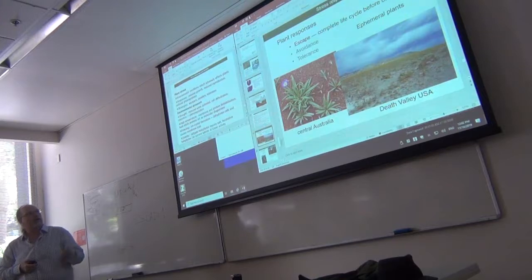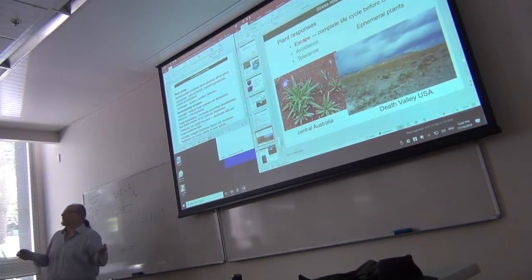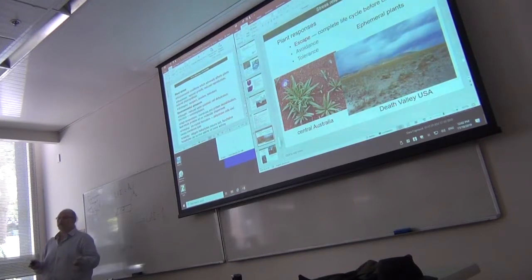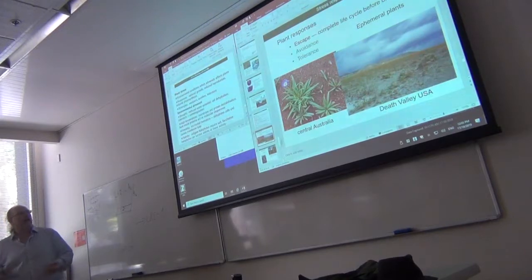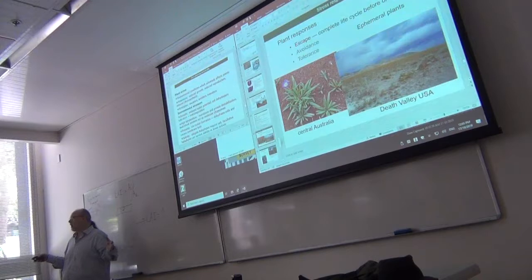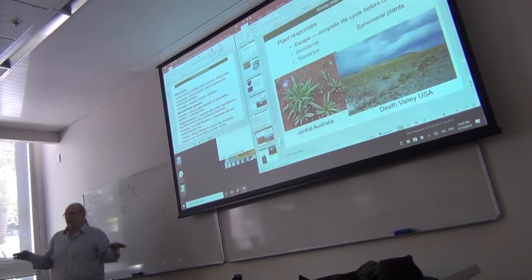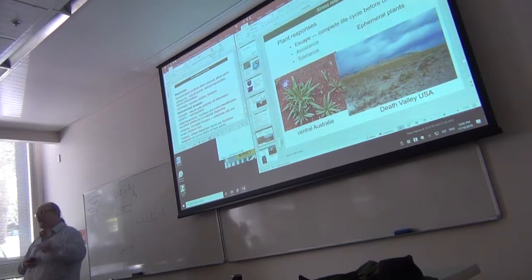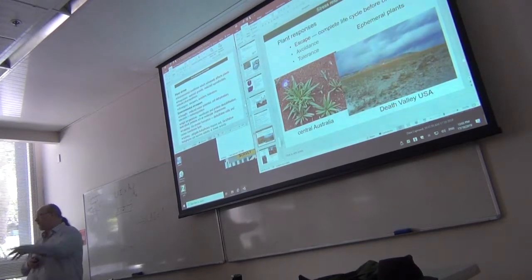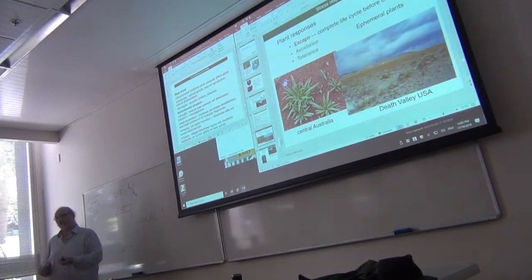The first type that we'll talk about are escapers. Escapers completely finish their life cycle before stress occurs. And so in these pulse-driven systems like Central Australia and southwestern North America, it'll be dry for however long. Then you'll get a big rain, and you'll get all these ephemeral plants coming out. And they will go through their entire life cycle and set seed before the water that they receive from that pulse of rain diminishes. That is one strategy.